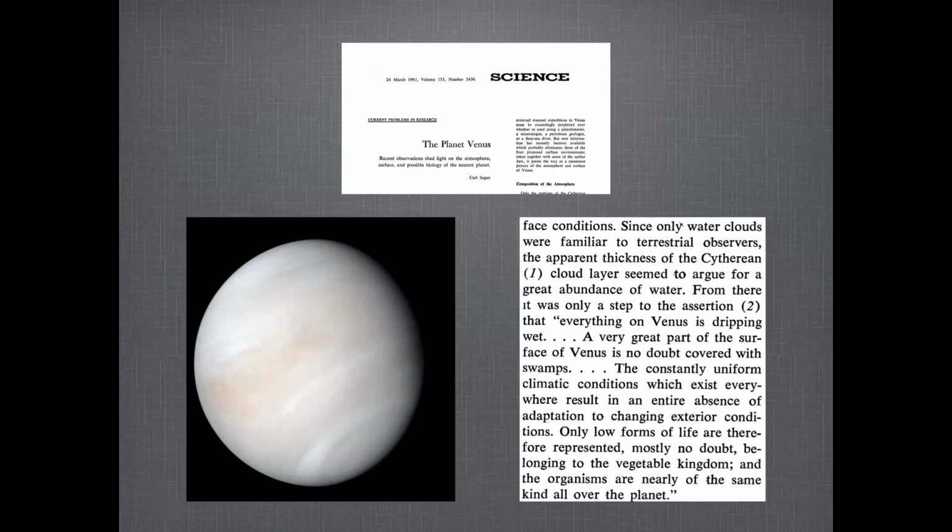The atmosphere of Venus holds about as much water vapor at 5 kilometers. We must therefore conclude that everything on Venus is dripping wet. A very great part of the surface of Venus is no doubt covered with swamps. The constantly uniform climatic conditions which exist everywhere result in an entire absence of adaptation to changing exterior conditions. Only low forms of life are therefore represented, mostly no doubt belonging to the vegetable kingdom. And the organisms are nearly of the same kind all over the planet.